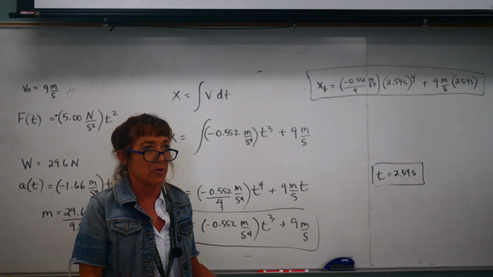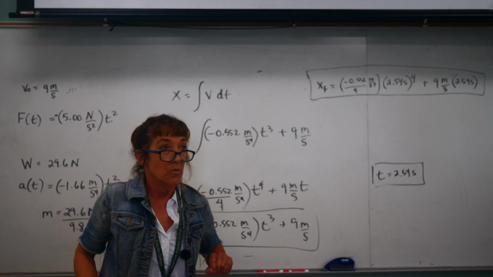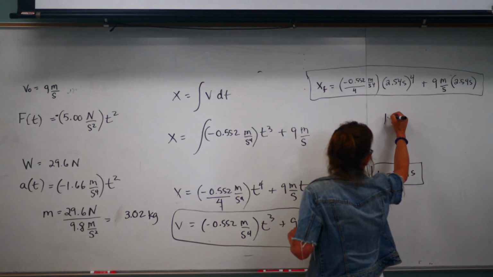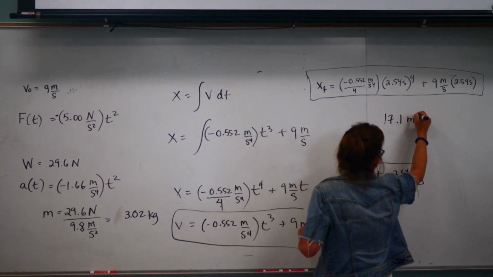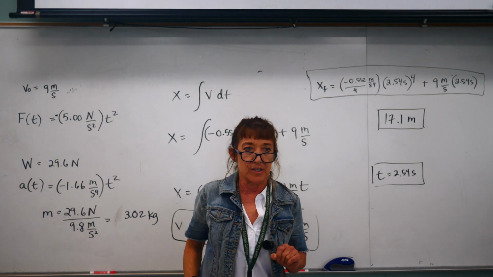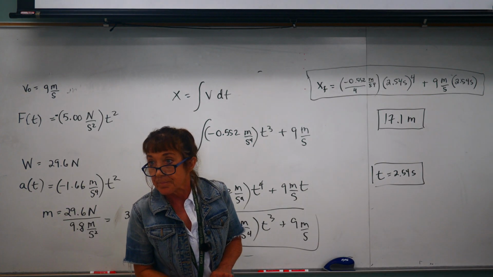It's a very nice problem. If somebody could get that for me. Will you do that, Allison? 17.1. 17.1 meters? Okay. 17.1 meters. Is that correct, Allison? All right. Okay, we could turn it off now. Thank you.